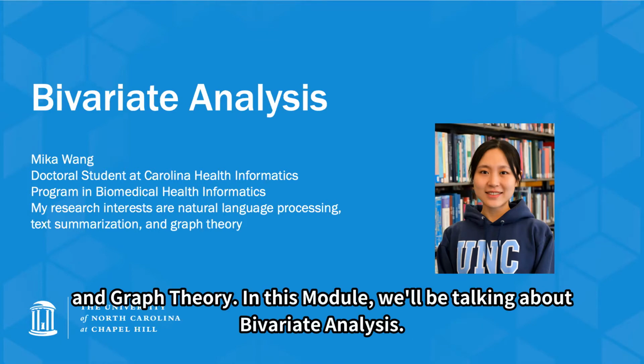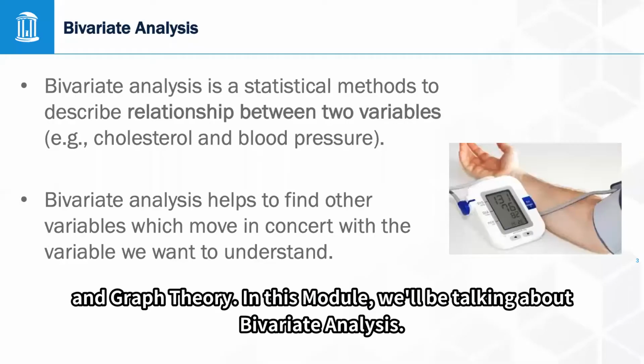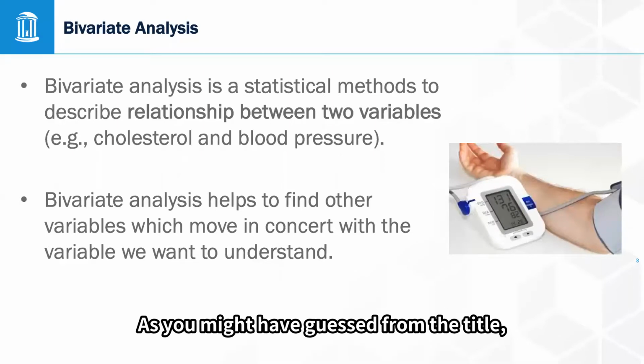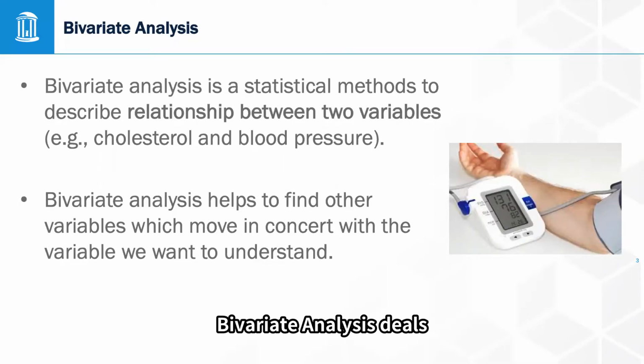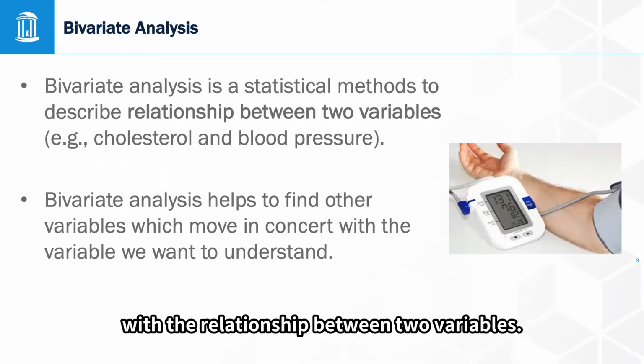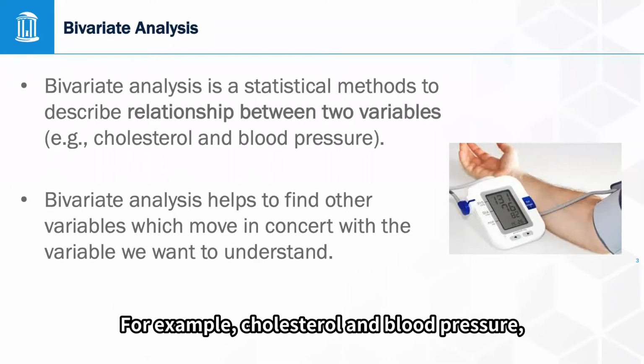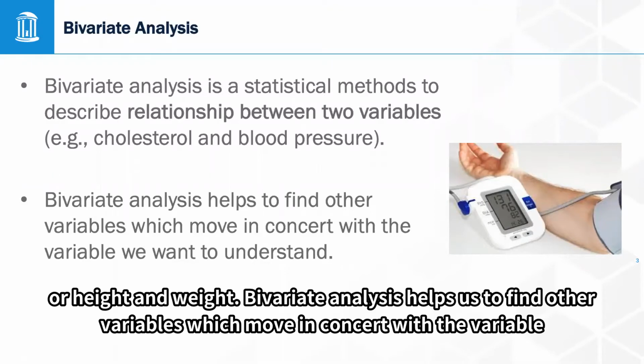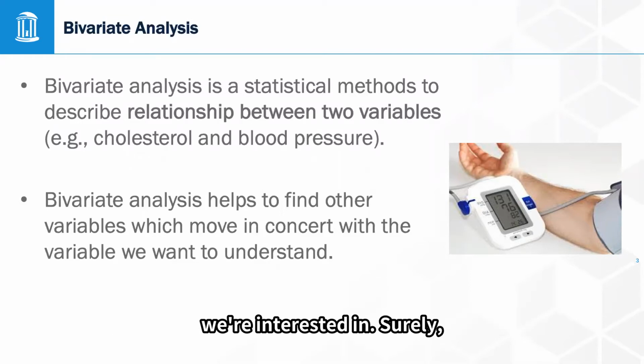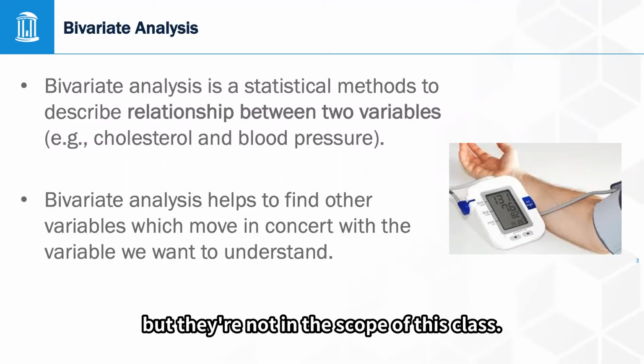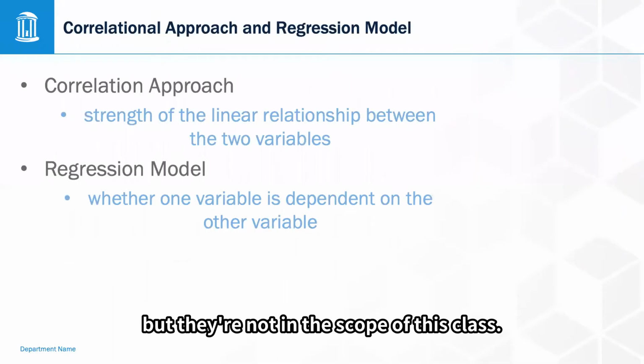In this module, we'll be talking about bivariate analysis. As you might have guessed from the title, bivariate analysis deals with the relationship between two variables, for example, cholesterol and blood pressure, or height and weight. Bivariate analysis helps us to find other variables which move in concert with the variable we are interested in. Surely, with three or more variables, we have multivariate distribution, but they are not in the scope of this class.